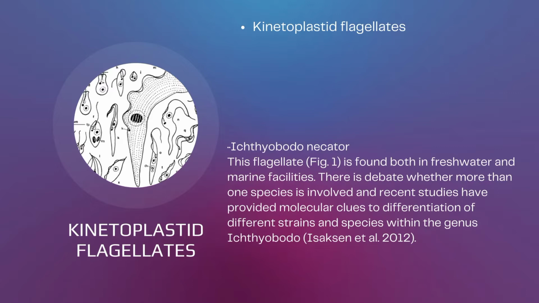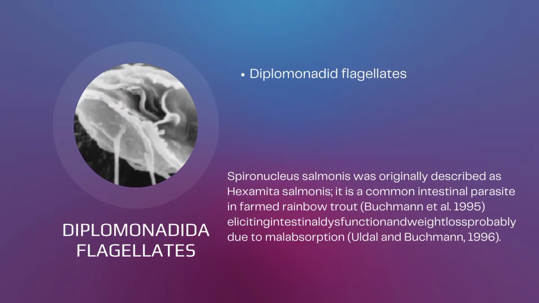Next is the kinetoplastid flagellates. This type of flagellate has a species named Ichthyobodo necator. This flagellate is found both in freshwater and marine facilities. There is debate whether more than one species is involved, and recent studies have provided molecular clues to differentiation of different strains and species within the genus Ichthyobodo. Next is the diplomonadid flagellates. One species of this is named Spironucleus salmonis. It was originally described as Hexamita salmonis. It is a common intestinal parasite in farmed rainbow trout, eliciting intestinal dysfunction and weight loss, probably due to malabsorption.